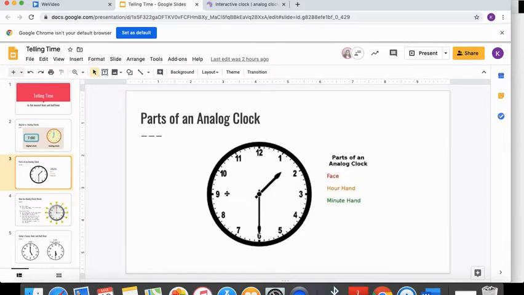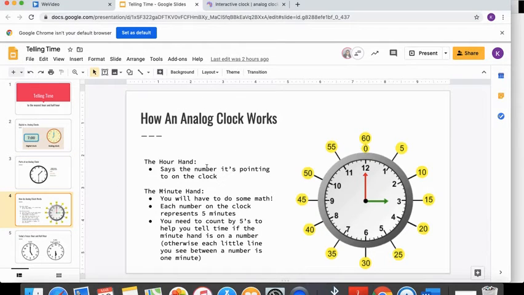So, there are three important parts of an analog clock. The first is the face, which is the whole round part of the clock. The second one is called the hour hand. Now, the hour hand is the short arrow in a clock. Then the last part is the minute hand. The minute hand is the long arrow in a clock.